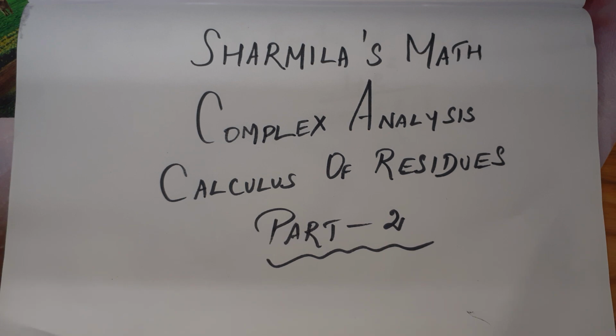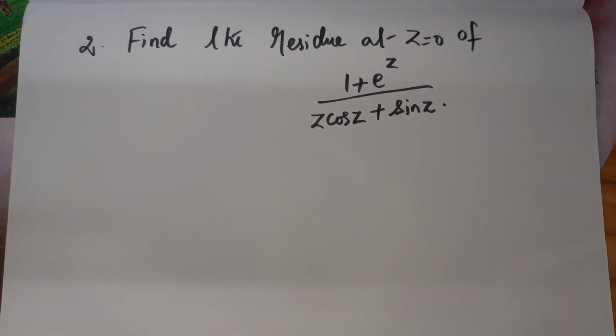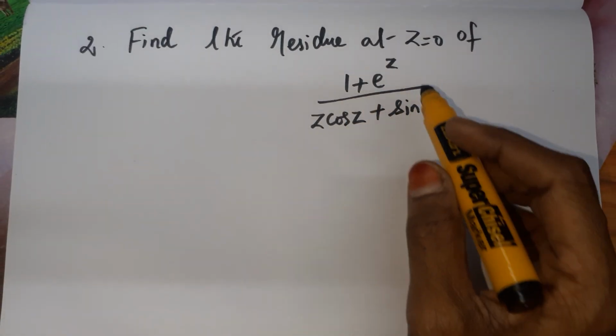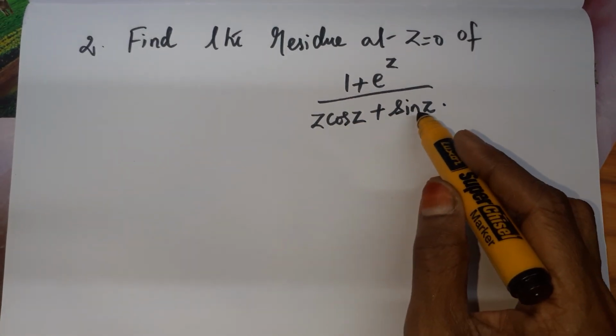Hello students, in this video we are going to continue with calculation of residues. This is part 2. This is the next problem. In this problem we are going to find the residue at z equal to 0 of the given function (1 plus e power z) by (z cos z plus sin z).